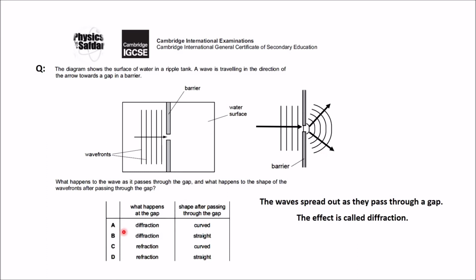Move on to the options. Option A. What happens at the gap? Diffraction. Correct. Shape after passing through the gap, curved. Also correct. That's why option A is the final answer.